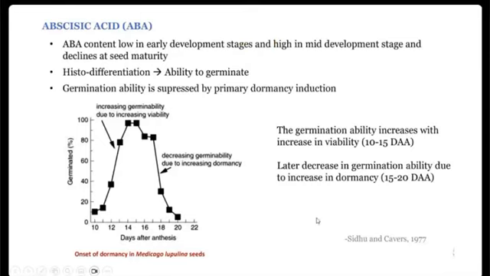You can observe this figure, where you will be able to understand this better. If this is the germination percentage, at mid stage there will be an increase in germination ability, but due to the increase in the ABA content, this germination ability decreases again. As I told you, ABA synthesis will occur from the mid stage of seed development. Soon after ABA synthesis has started, there will be a decline in germination ability. So this is mainly seen in the case of abscisic acid.